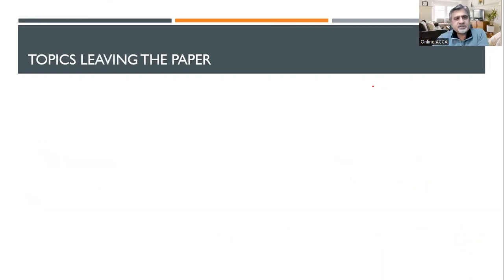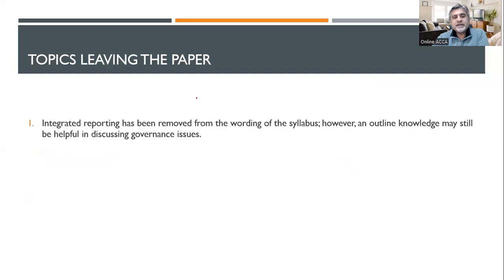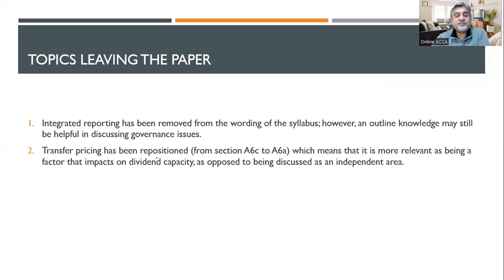So these are new topics, and topics leaving the paper. Integrated reporting has been removed. You should have some basic knowledge about that, but specifically there is not going to be any question on integrated reporting. Transfer pricing has been repositioned from section 6C to 6A, which means that it is more relevant as a factor that impacts dividend capacity as opposed to being discussed independently. Before, it was an individual topic which could have been individually tested. Now it is not. It could become a part of your dividend capacity topic.